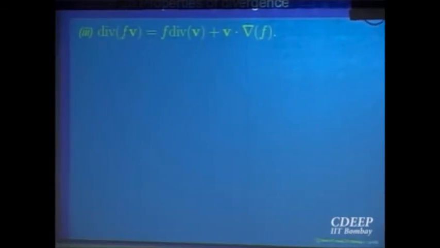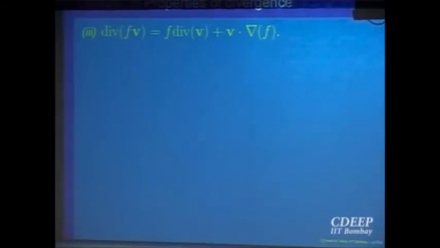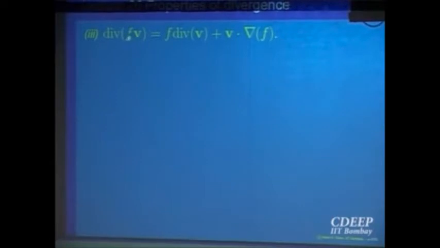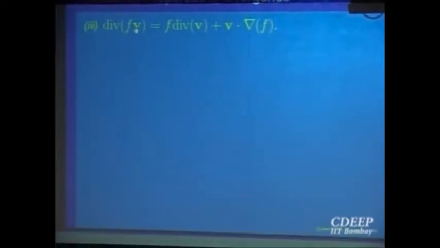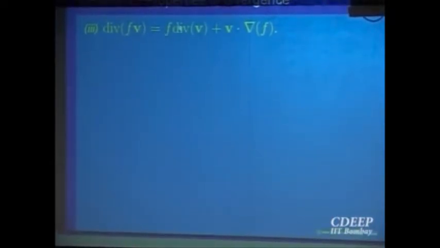Now it behaves like differentiation, the product rule. So it says the divergence of f times v, where f is a scalar field and v is a vector field, is equal to f times divergence of v plus v dot gradient of f, because f is a scalar field, so differentiation means it is a gradient of f. So this is a formula for the product rule for divergence, where f is a scalar field and v is a vector field.